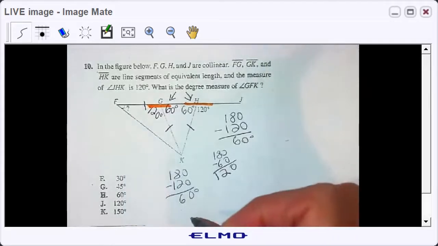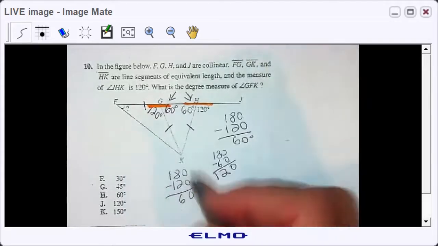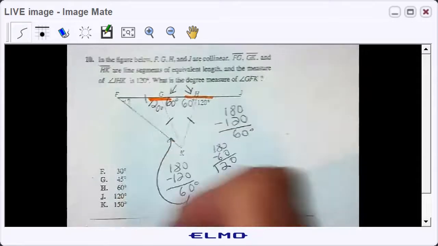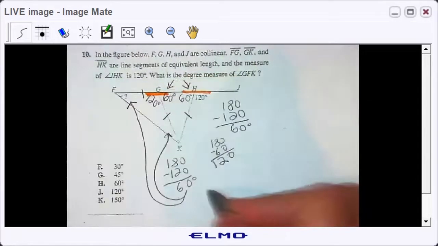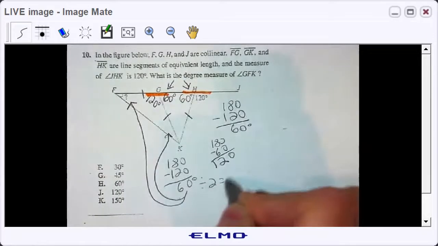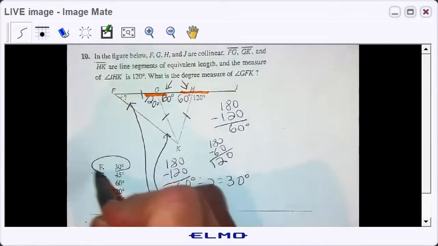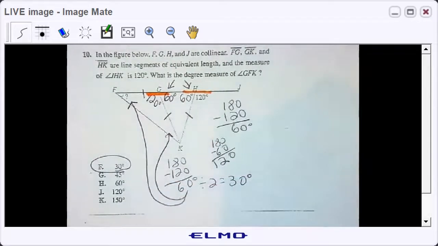Now, you have to be careful here because 60 is one of the answers on this problem, but 60 has to be split equally for these two angles to get your final answer. So 60 divided by 2 will give us 30. F will be our final answer.